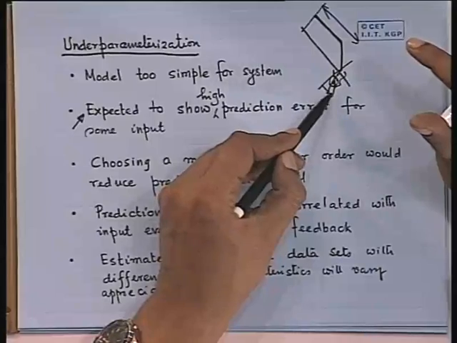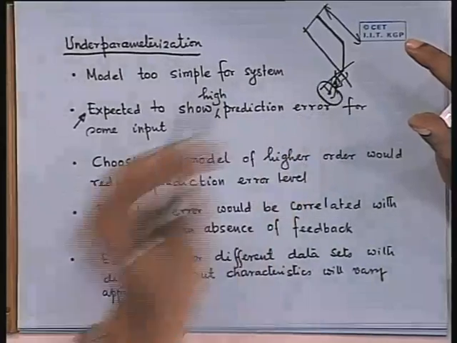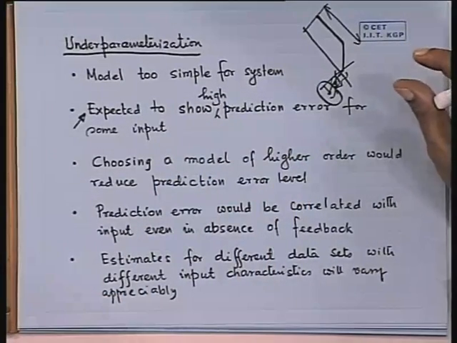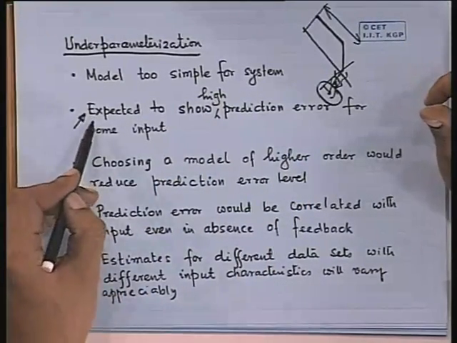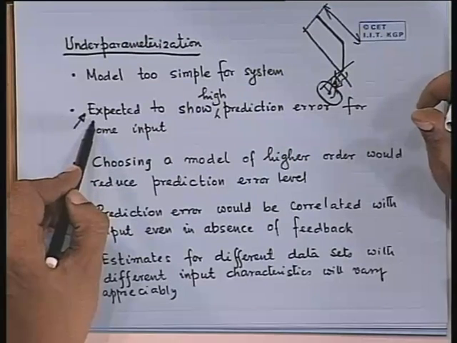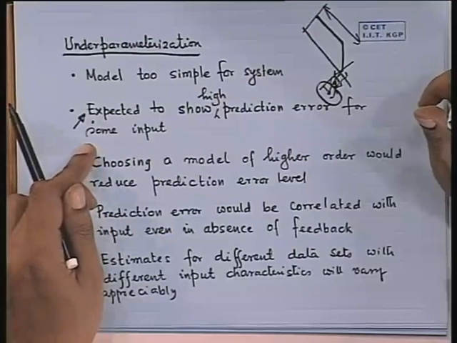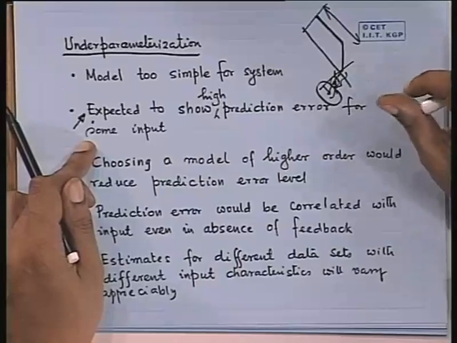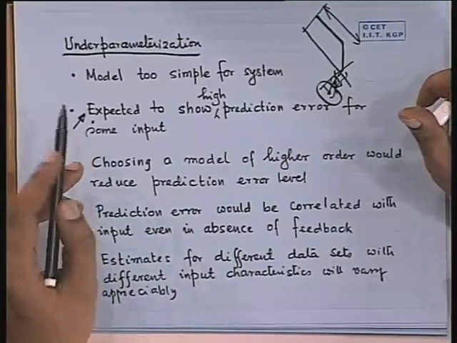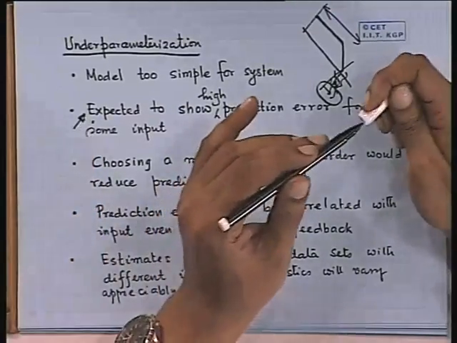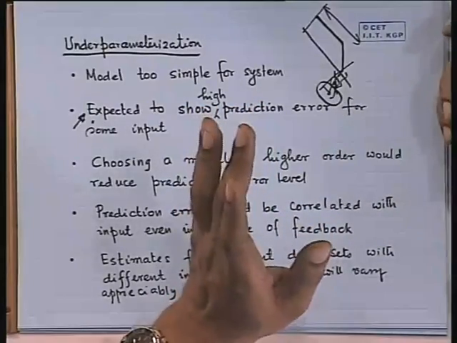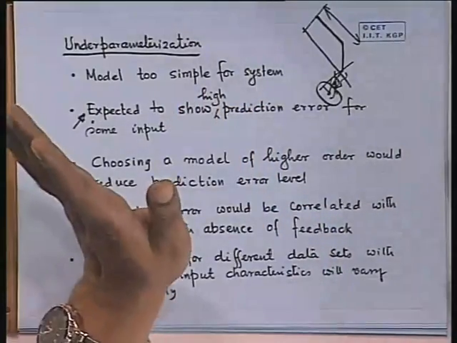And the difference between the model prediction of the output and the true output will show up if you excite it by a frequency in this region. So the prediction error will build up if you give it input of high enough frequency. That is the first thing, that the predicted output from the model and the true measured output will not match.